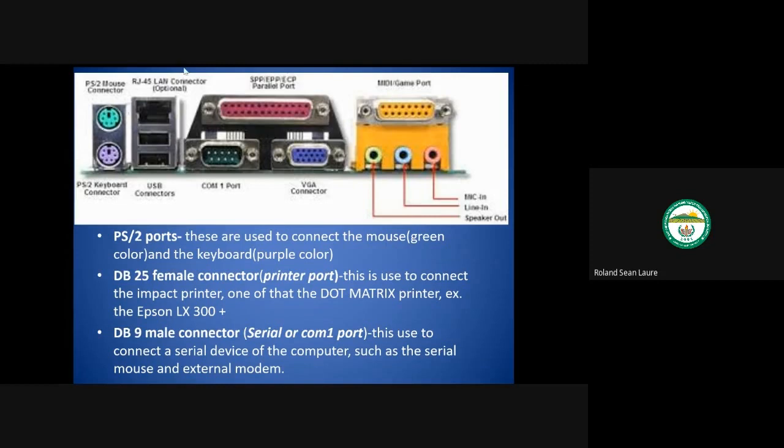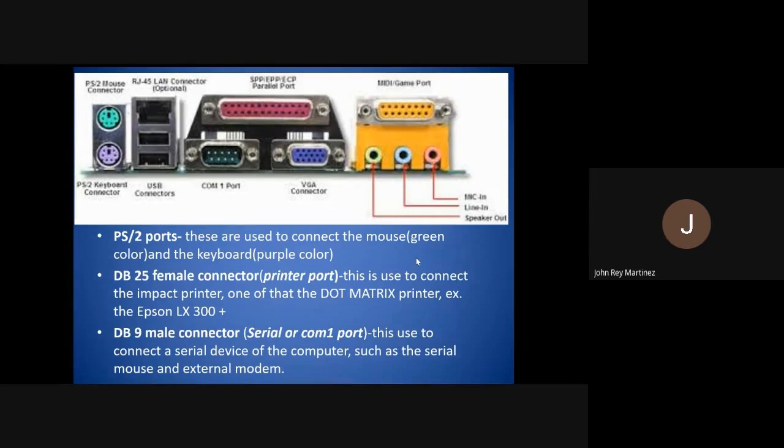Alcalde, please read. DB25 female connector. DB9 female connector, serial or COM1 port. This is used to connect a serial device of a computer such as a serial mouse and internal modem.